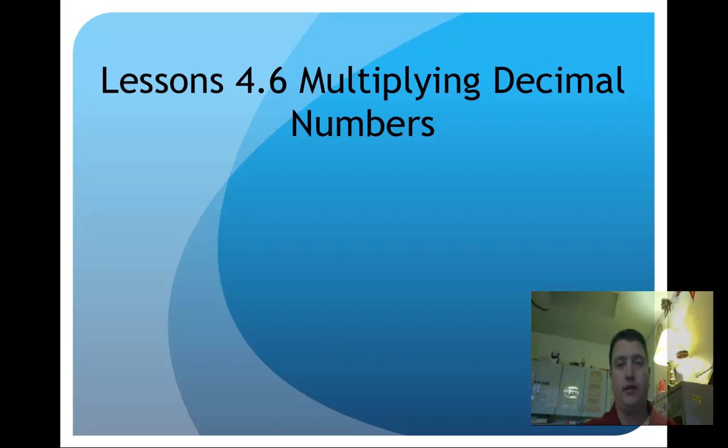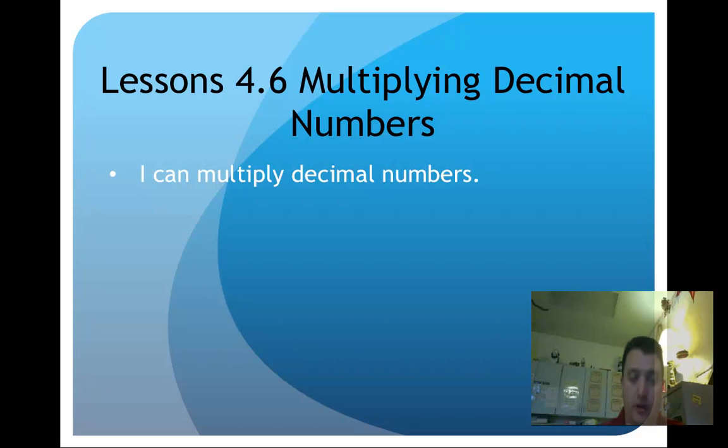All right, ladies and gentlemen, time for lesson 4.6, multiplying decimal numbers. Your I can statement: I can multiply decimal numbers. So go ahead and write that down. We're going to get started.